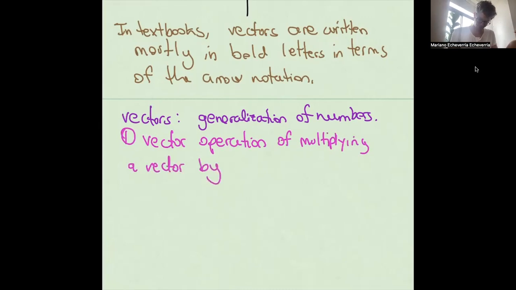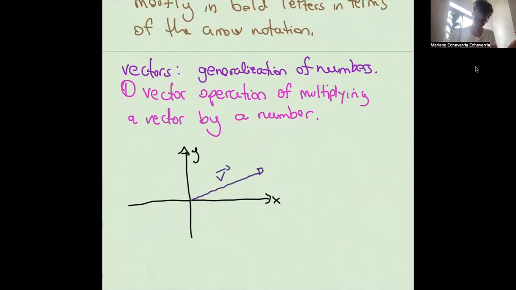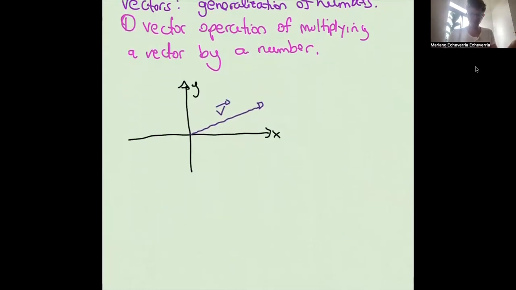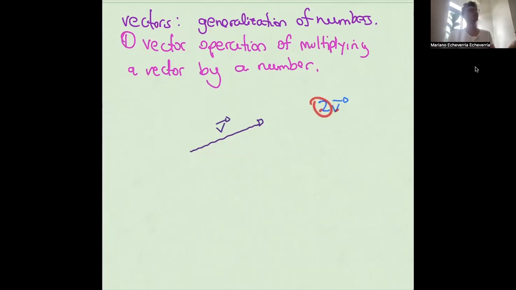Multiplying a vector by a number. And in this case, it's better to think about it more geometrically at first. So let's say I have a vector v. Just think that you have an arrow in space, which is this vector v, and you would like to define what you mean by the vector 2v, okay? So this is the number 2 times a vector v.